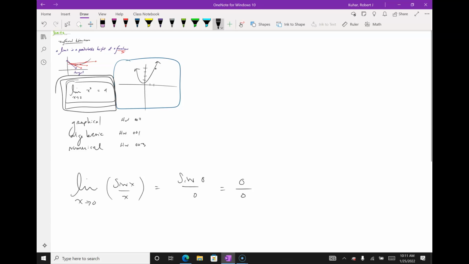Undefined is what I like. Undefined means it's either positive or negative infinity, but I don't know which one it is. It's either positive or negative infinity, but I can't tell which one.